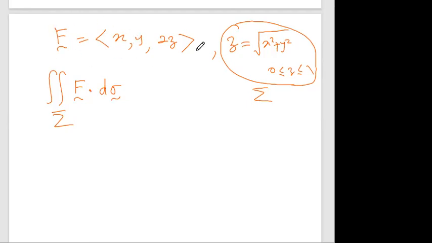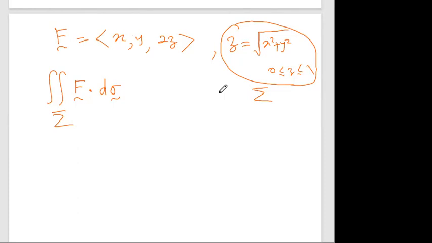Here a vector field is given, which is a three-dimensional vector field. This is your geometry, your three-dimensional object, and we need to find this. This is the surface integral, the flux across the surface sigma. This is the flux of this vector field across this surface. Let's do this together.